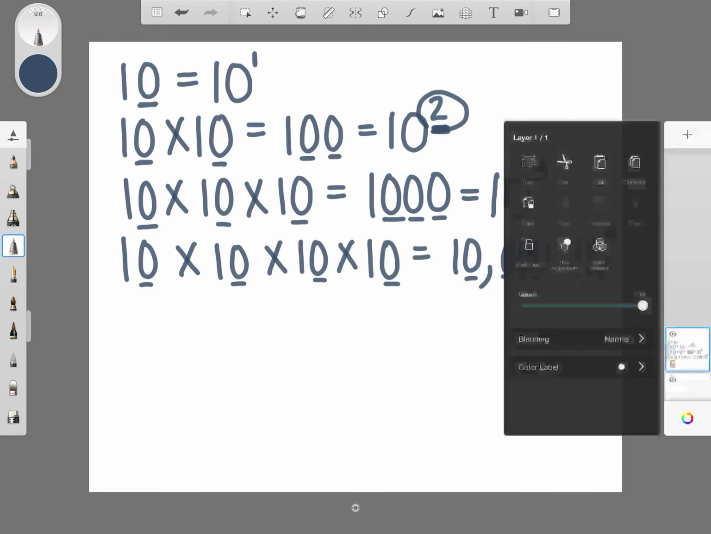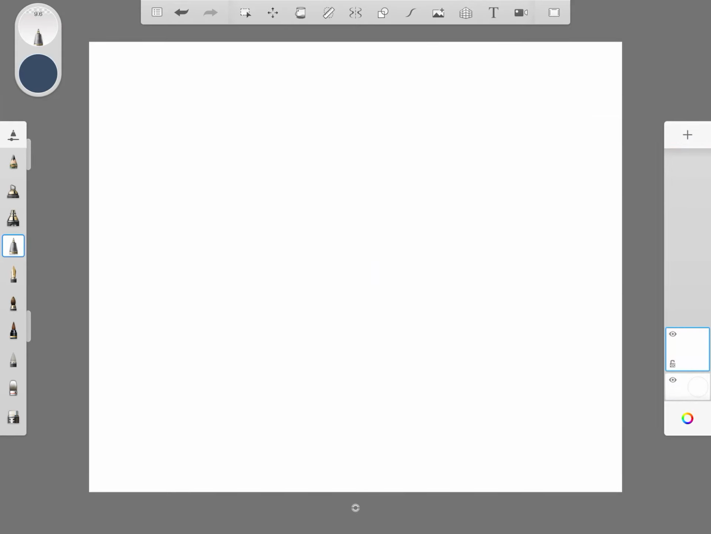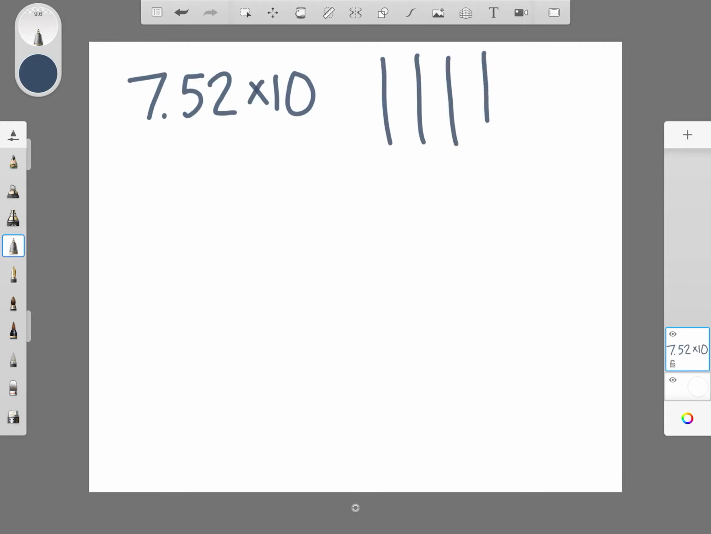Let's clear this off and let's see how we can actually use this. So let's say we have the number 7 and 52 hundredths. We're going to multiply this by 10. Now let's look at it on a place value chart that we learned earlier. So this is kind of just a review. Let's make our place value chart right here. Let's put our decimal right here.